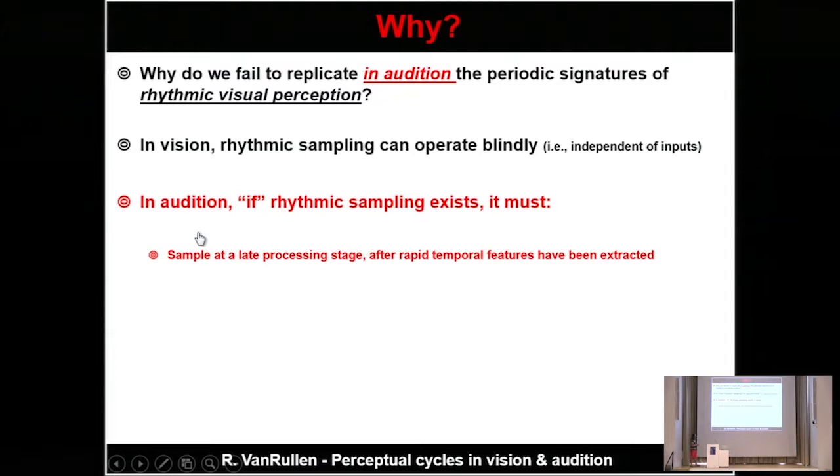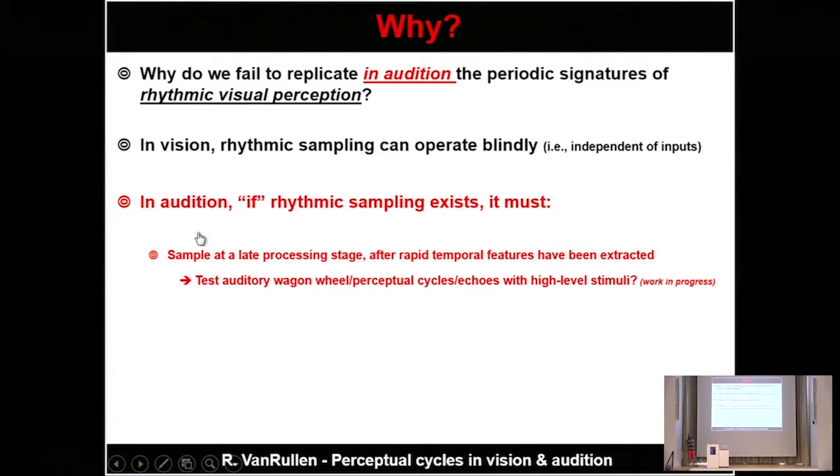And so if it is true, then it means that we should have been testing our visual paradigms, our auditory wagon wheel, our perceptual cycles, our perceptual echoes paradigm, not with very simple low-level auditory stimuli, but with rather high-level stimuli, maybe speech or language stimuli. And that's actually something that we've been trying to do, unfortunately not with much success either, but that's a different story. I invite you to go see the poster of Benedikt Zöffel this afternoon, who will present our efforts to look at perceptual echoes with speech stimuli.